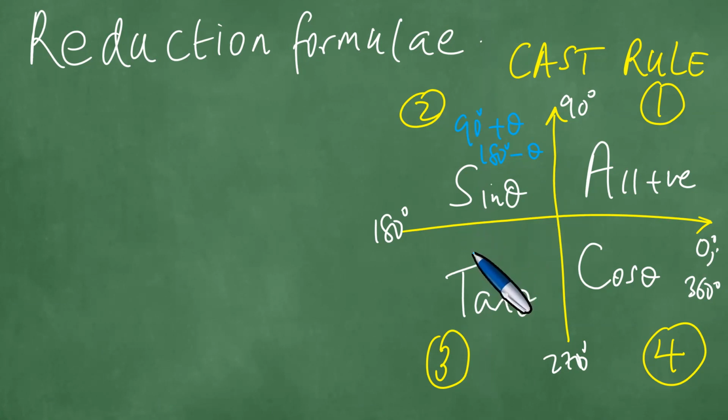180 degrees minus theta. If you're at 180 and want to go to 270, it becomes 180 degrees plus theta. But if you are at 270 and want to go back to 180, it's 270 minus theta. At 360 degrees you can have 360 degrees minus theta, but also 270 degrees plus theta. Here, you can have 90 degrees minus theta, which means you can also have 360 degrees plus theta.